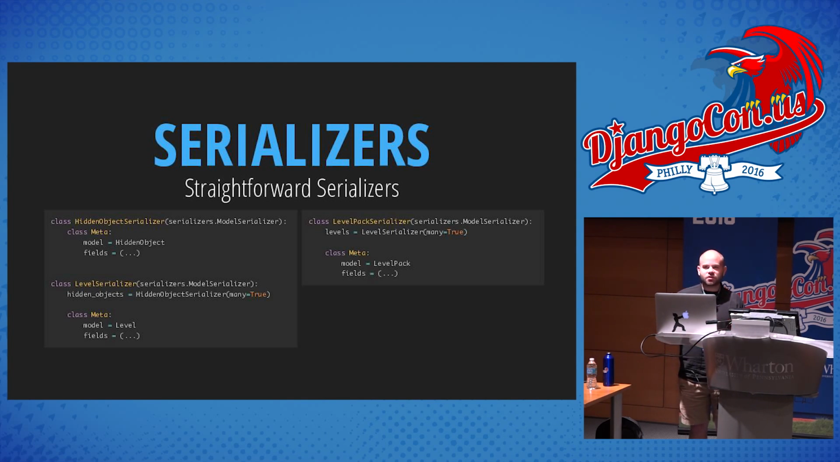We could have done it so you get a list of the level packs, and when you click on a level pack, then you see all the levels, then we make another API request. Didn't really seem necessary. It's really not that much information to send down at once.